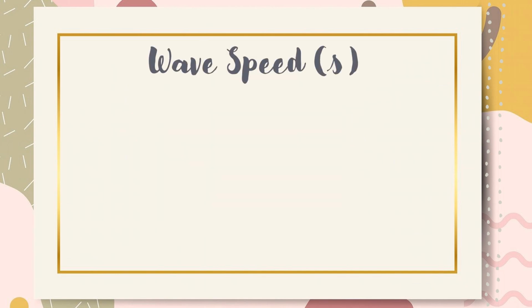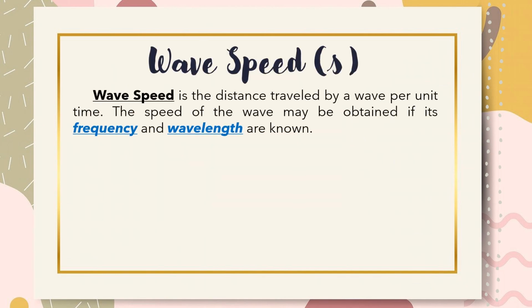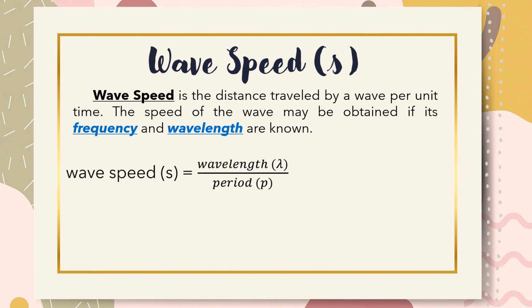Wave speed, or S, is the distance traveled by a wave per unit time. The speed of the wave may be obtained if its frequency and wavelength are known. Wave speed is equal to wavelength over period, or in symbols, S is equal to lambda over P, where lambda is the wavelength, P is the period, and S is the wave speed.